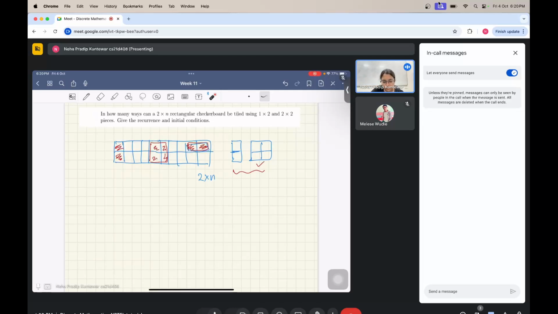So maybe let's say T of n denotes the number of ways in which you can tile the checkerboard. So how do we go about it? Any starting points?